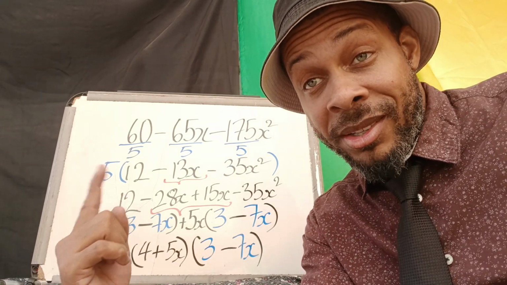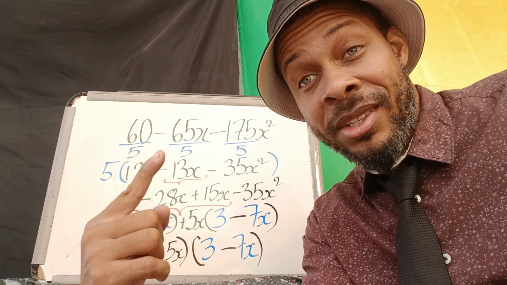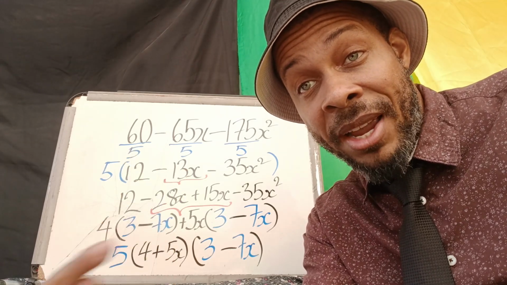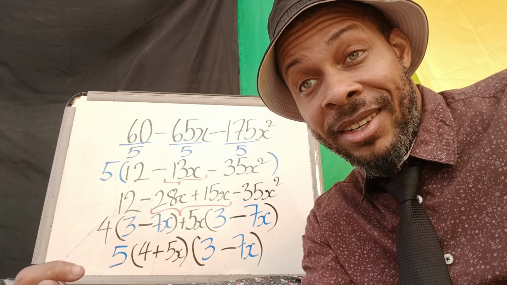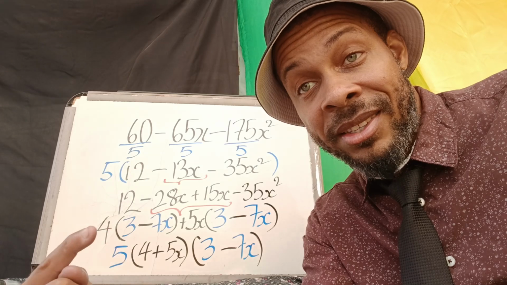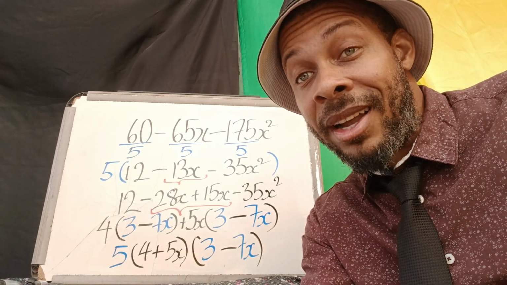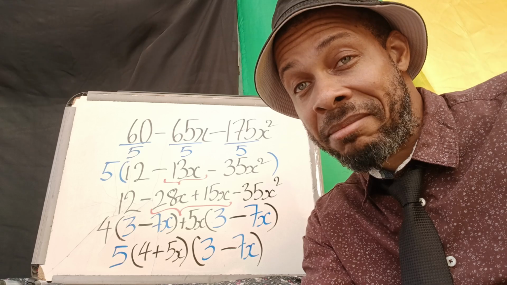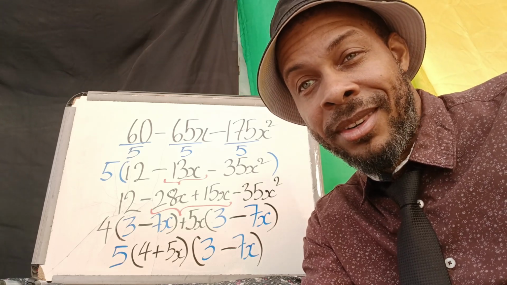Without prime numbers, I could not have discovered the HCF of 60, 65 and 175 being 5. And then you put that on the outside. Right? 5 times 12, 60. 5 times 13x, that. 5 times 35x squared, that. You see what prime numbers can do?